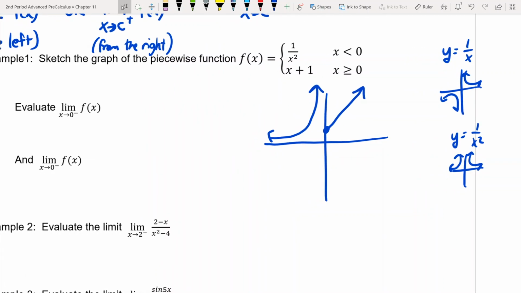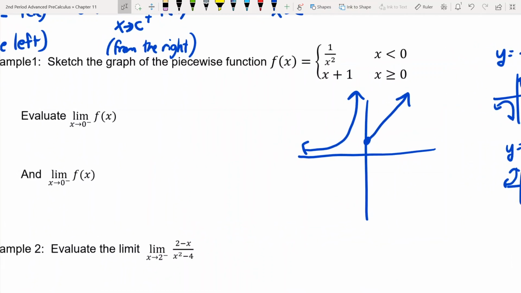So as I evaluate the limit as x approaches 0 from the left, which is what that minus sign up here means, that means I am going from the left-hand side. So this would be the part that's to the left of 0. And I can see that's going to be going up to positive infinity. We could also say that this limit does not exist because infinity is a concept, not a number. So either one would be fine.